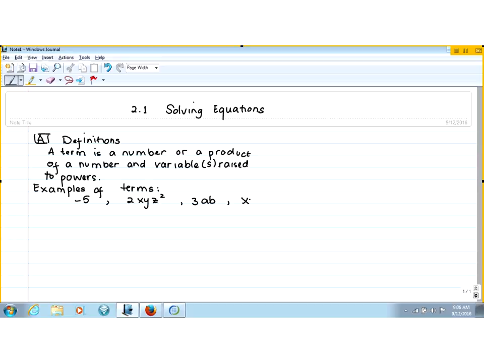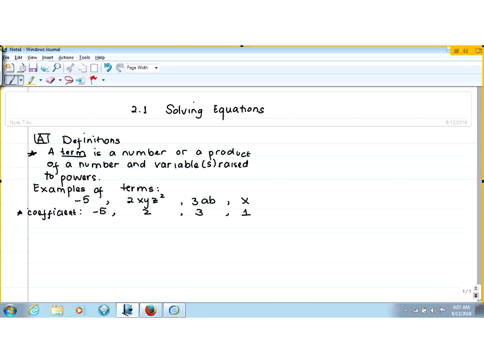Now, what is the coefficient? So your first definition is term. When I'm talking about coefficient, what are they? The number? Yes. So let's list down the coefficients for each of these terms. For -5, it is -5. For 2xyz squared, it is 2, and then this is 3, and then the last one, 1. So it's just a number in front of the term. If there's no number, it means it's 1. Okay. So we talk about terms. We talk about coefficients.